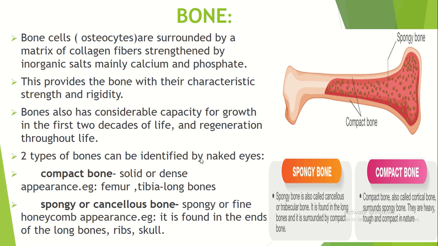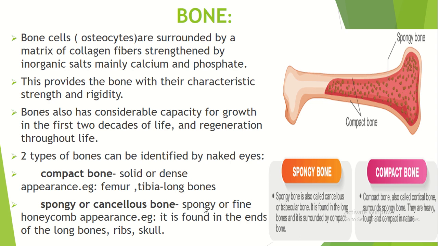The 2 types of bone identified by the naked eye are compact bone and spongy or cancellous bone. Compact bone has a solid or dense appearance, as in the femur and tibia of the long bones. Here you can see a simple diagram of compact bone and spongy bone. The inside is called spongy bone. Compact bone, also called cortical bone, surrounds the spongy bone. It is heavy, tough and compact in nature, and it is the outer surface covering the spongy bone.